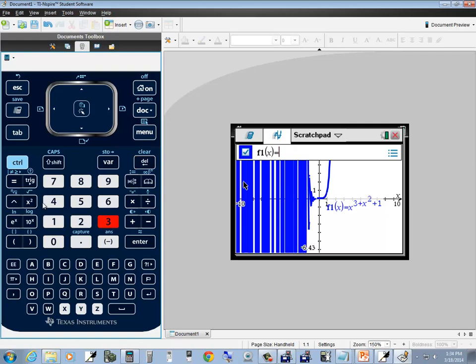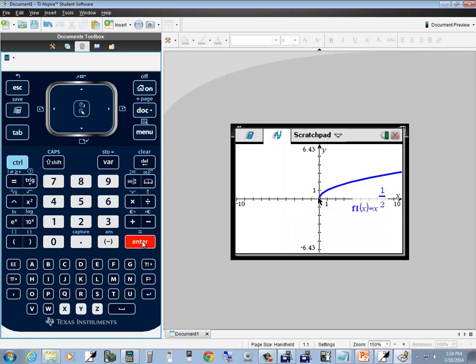But if I do x to the 1/2 now, if I do x key, caret, it automatically throws it up in exponent mode. So when you do a 1 divided by 2, there's nothing special there. It's already all up in the exponent. And then I press my right arrow key to get out of exponent mode and enter. And that gives us our graph.